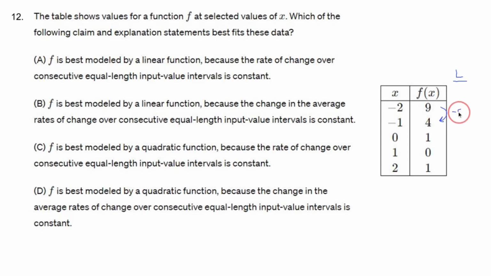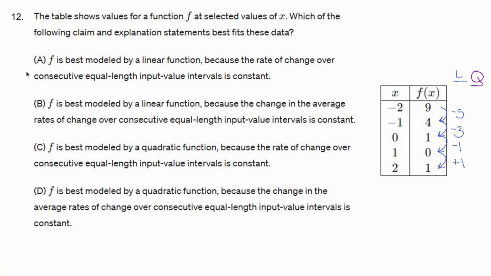For example, to get from 9 to 4, we subtract 5. To get from 4 to 1, we subtract 3. From 1 to 0, we subtract 1. And from 0 to 1, we add 1. So since the rate of change is not a constant number throughout, it is not linear. If all of these numbers were the same, it would be linear. That's not what happened here.